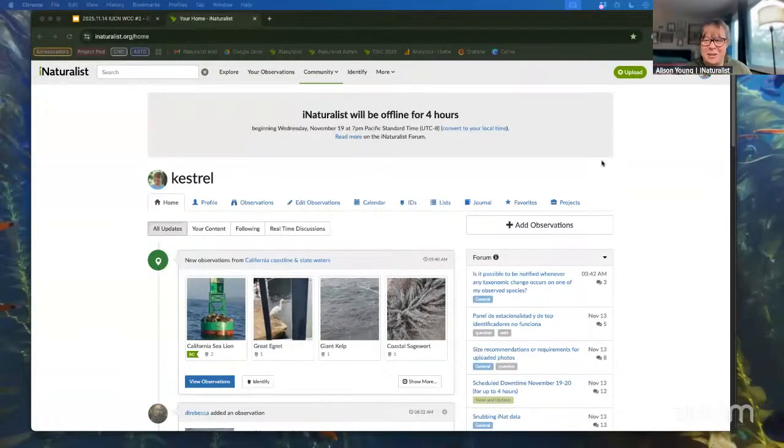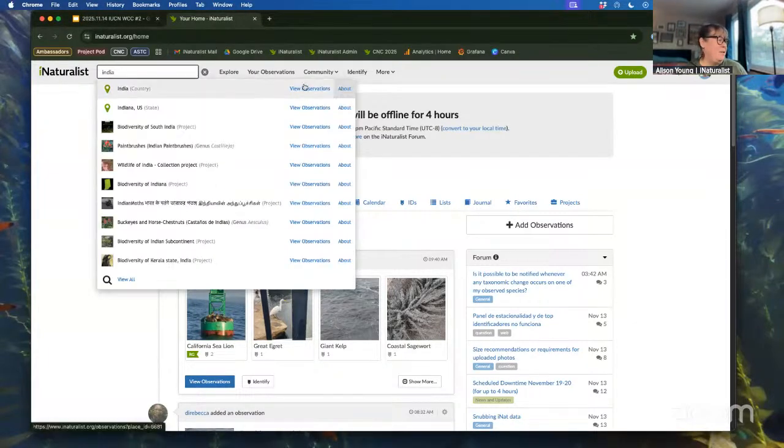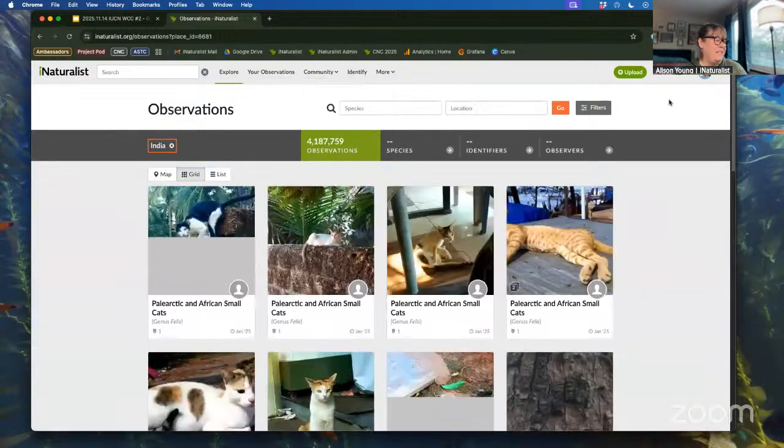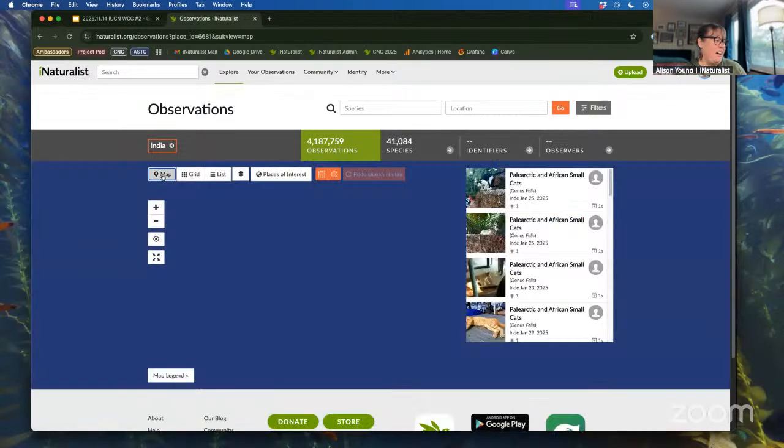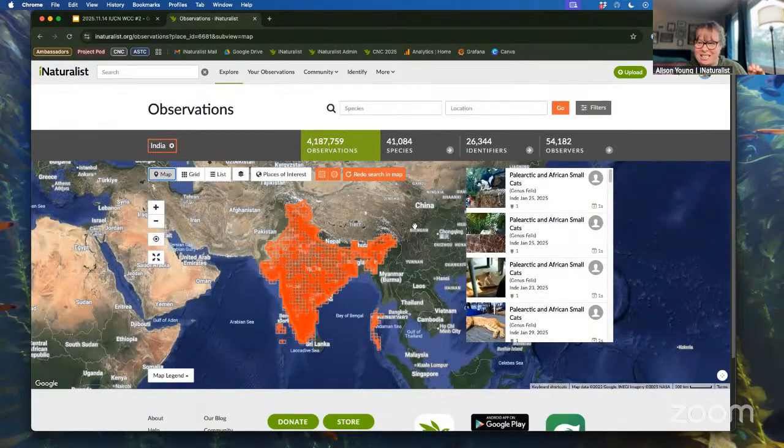Here's the iNaturalist website right now. Up here, I'm just going to search India, and I'm going to view the observations. What this is doing is filtering all the observations in the world to just observations in India. And what this tells me is that there are 54,000 people in India who've made observations and are contributing.